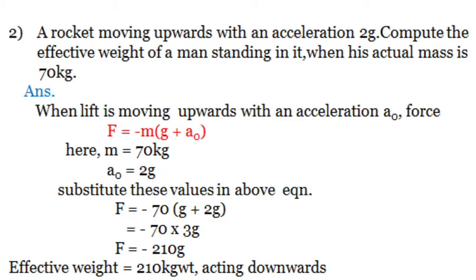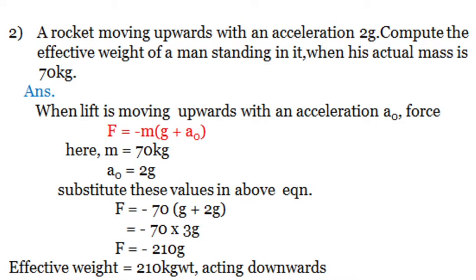And I am moving to the second question. A rocket is moving upwards with an acceleration 2g. Compute the effective weight of a man standing in it when his actual mass is 70 kg. This question is also similar to the previous one. Earlier a man was standing inside a lift, and here it is not a lift but a rocket which is moving in the upward direction. His mass is given as 70 kg and the acceleration is 2g, 2 into 9.8.